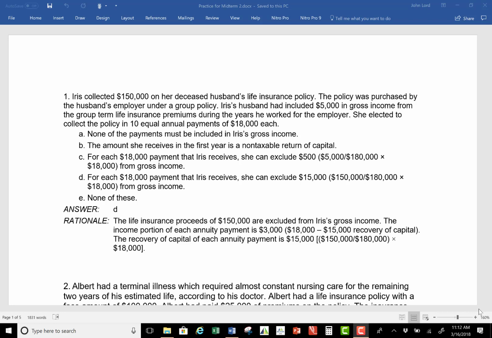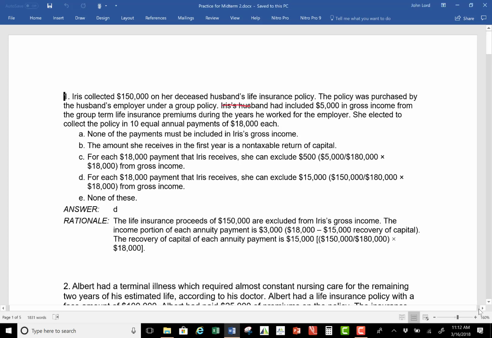You may have seen some of these already. I don't know to what extent I had selected some of these as ones that would go into the homework for this chapter, but these are from the test bank. We have this Iris, and I looked at that for about 2 seconds when I first looked at this question, thinking the IRS collected, and then I realized it's no, Iris. I get it. Collected 150,000 on her deceased husband's life insurance policy. The policy was purchased by the husband's employer under a group policy. Iris's husband had included 5,000 in gross income from the group term life insurance.